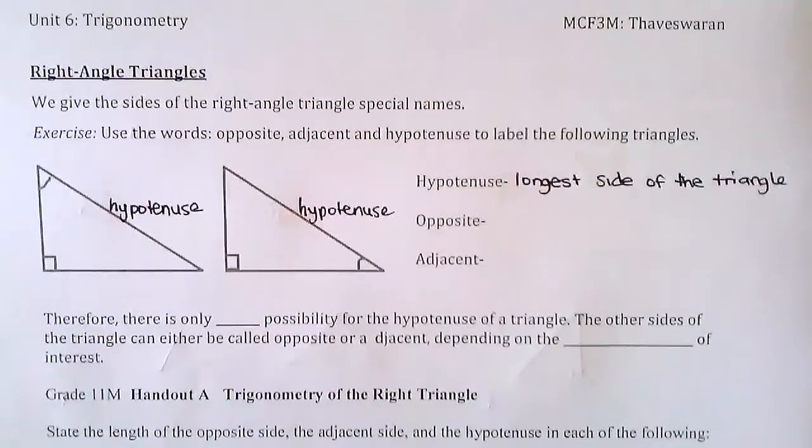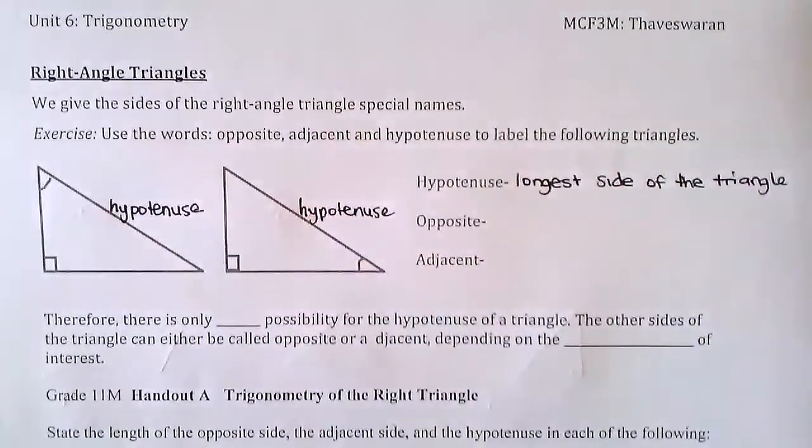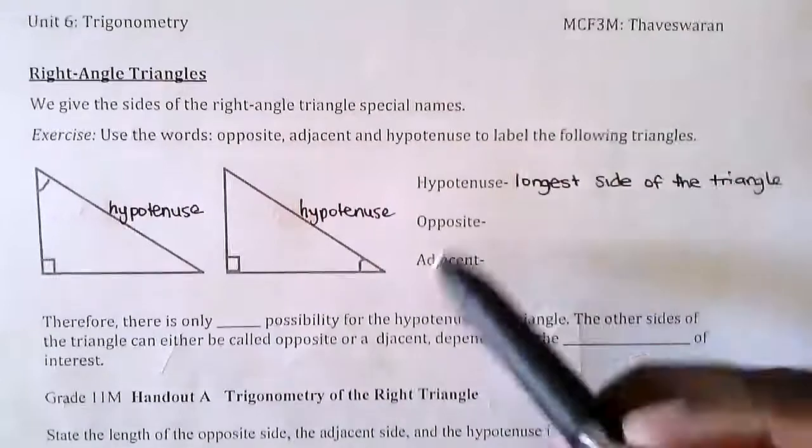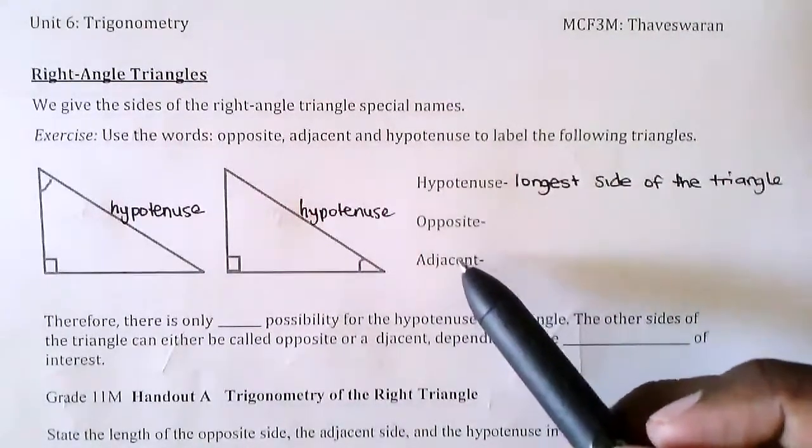Then we have to look at an angle of interest. So the hypotenuse is always the hypotenuse. Its name never changes. It's always the longest side. It's always opposite to the 90-degree angle. However, the opposite and adjacent sides can vary based on our angle of interest.